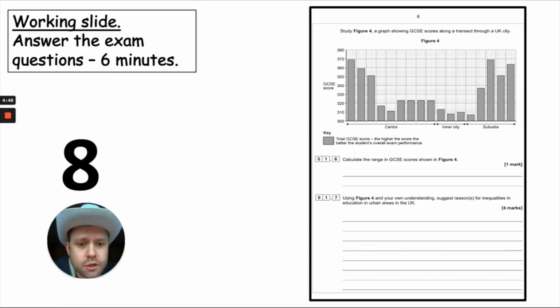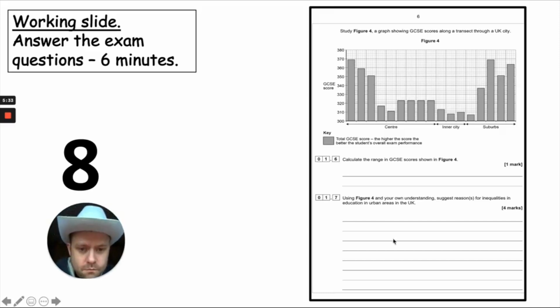Final couple of questions. So you've got a 1 marker and a 4 marker. This graph shows GCSE scores along a transect through a UK city, starting in the centre, moving all the way out to the suburbs. If you imagine on the left hand side is the city centre, and then the further away you're getting from the city, the inner city and suburbs. Calculate the range, okay? Largest take away smallest. A lot of maths marks available in a geography exam. That's a nice easy one to get you started.